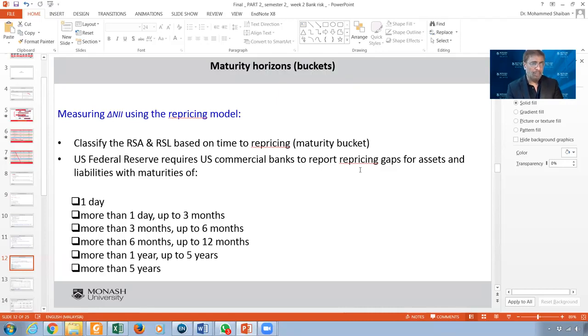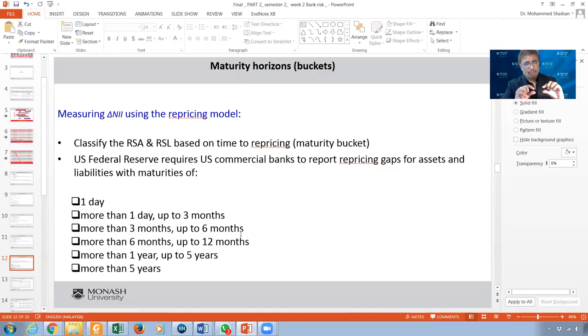So in the US, for example, they ask commercial banks to report repricing gaps for assets and liabilities. How do they do it? They tell you to divide your assets and liabilities into buckets, two classes: something that matures in 1 day, from 1 day to 3 months, from 3 months to 6 months. So you take all those loans that mature in 1 month and put them there. That has nothing to do with sensitivity, whether it is short term or long term. Just take the maturity horizons, because when the assets or liabilities mature, you have to renew them.